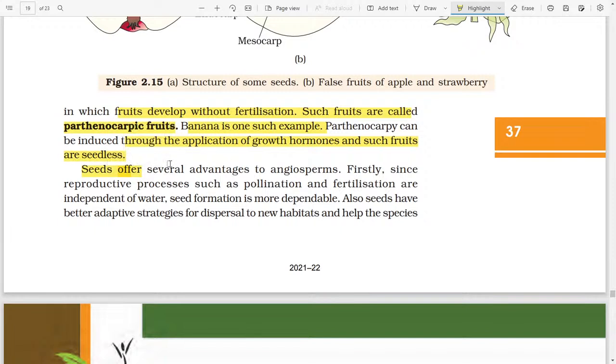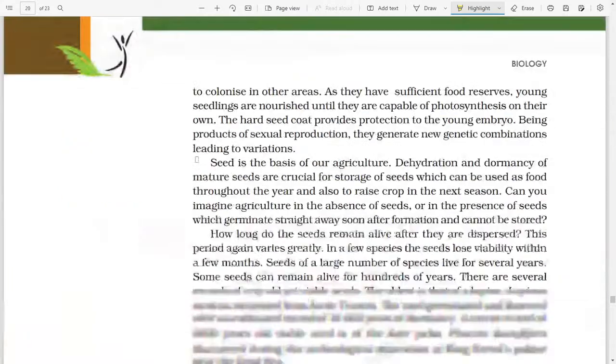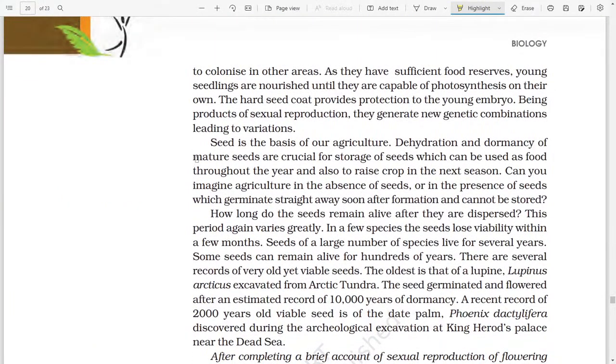Seeds offer several advantages to angiosperms. Firstly, since reproductive processes such as pollination and fertilization are independent of water, seed formation is more dependable. Also, seeds have better adaptive strategies for dispersal to new habitats and help the species to colonize another area. As they have sufficient food reserves, young seedlings are nourished until they are capable of photosynthesis on their own.